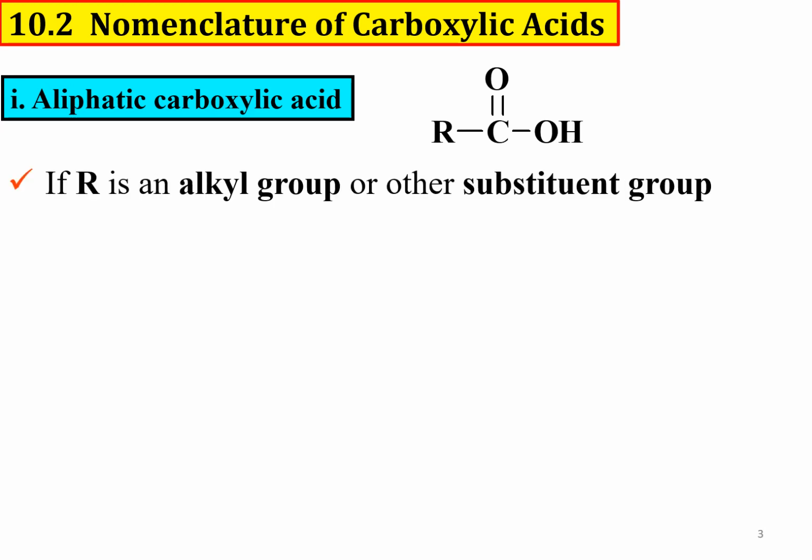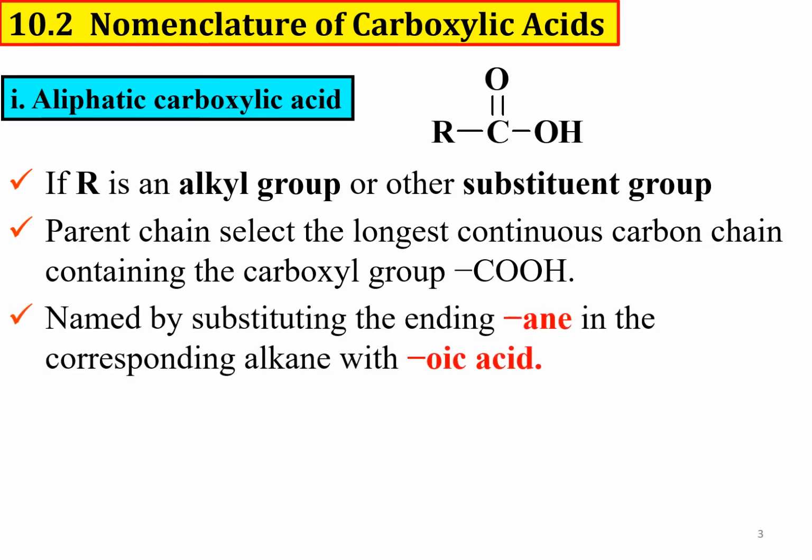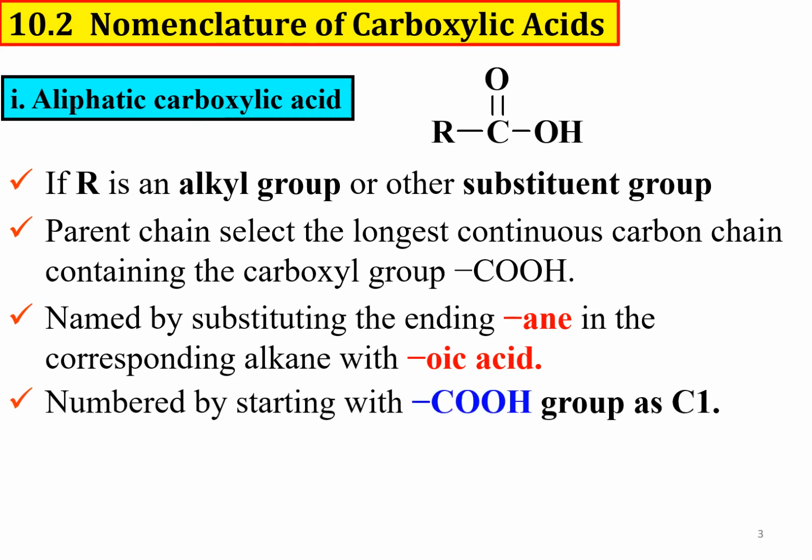If R is an alkyl group or other substituent group, select as the parent chain the longest continuous carbon chain containing the carboxyl group. So the parent chain must be the longest continuous carbon chain with the carboxyl group. Name it by substituting the ending -e in the corresponding alkane with -oic acid.